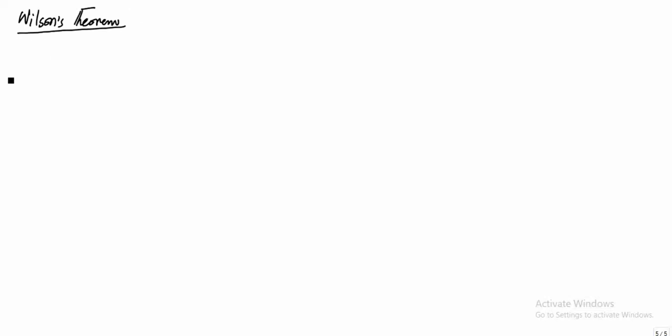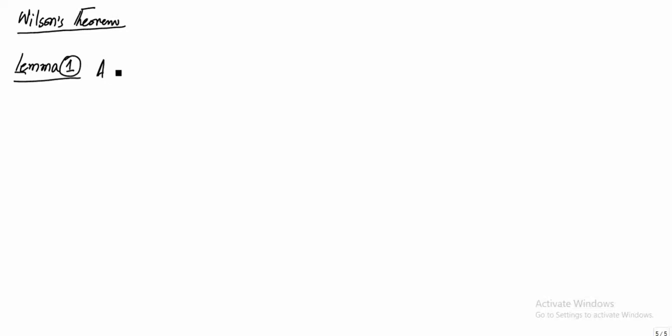Okay, so before going to the proof of Wilson's theorem, let me introduce a lemma before going to the statement of Wilson's theorem. So lemma, you can call it lemma 1.